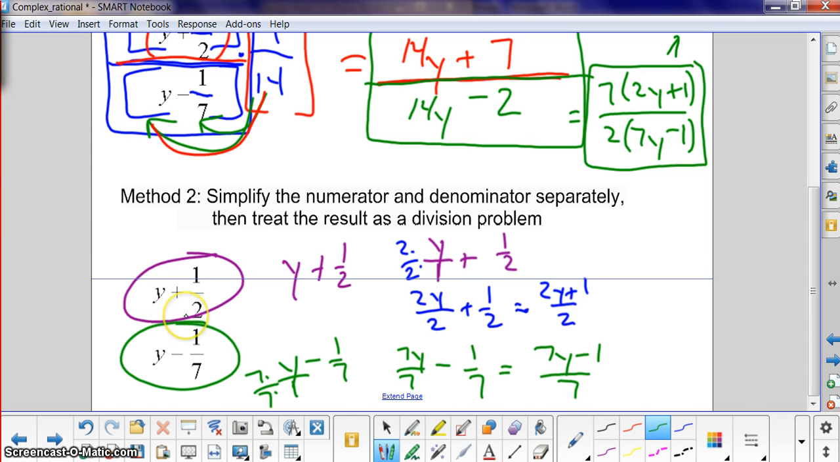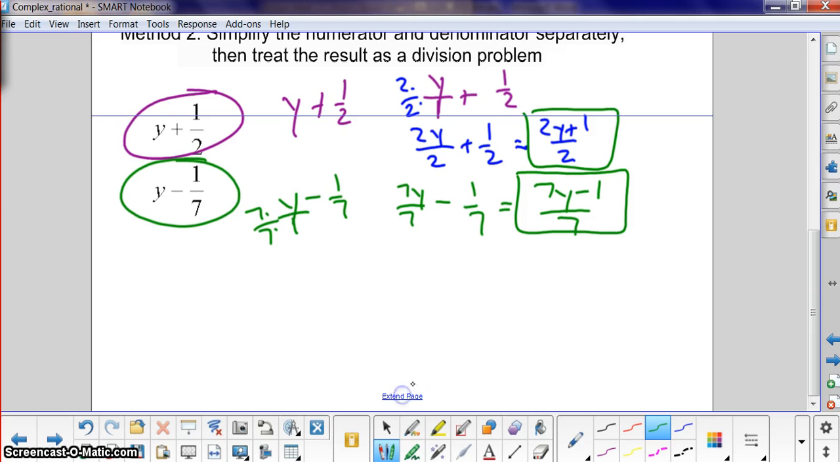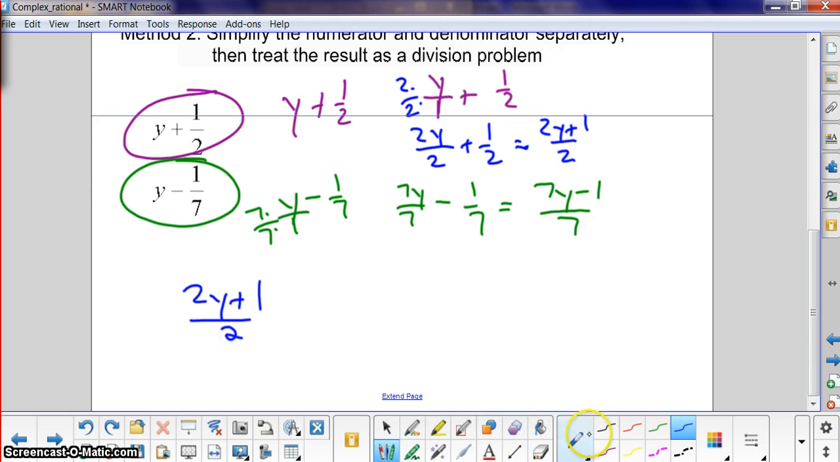So we're dealing with the same problem, but I'm showing you a different technique. And this technique is, hey, let's just take the numerator and write it as one fraction, with the common denominator. Hey, let's just take that denominator and let's write it as one fraction with a common denominator. Now, I know I boxed those, but those aren't my final answers, so let me undo those boxes. So now I take this numerator, which is 2y plus 1 over 2, and then I divide it by my denominator, which is 7y minus 1 over 7.